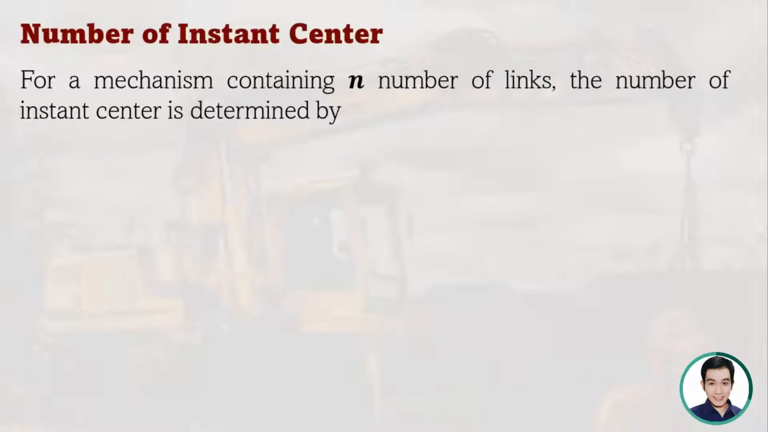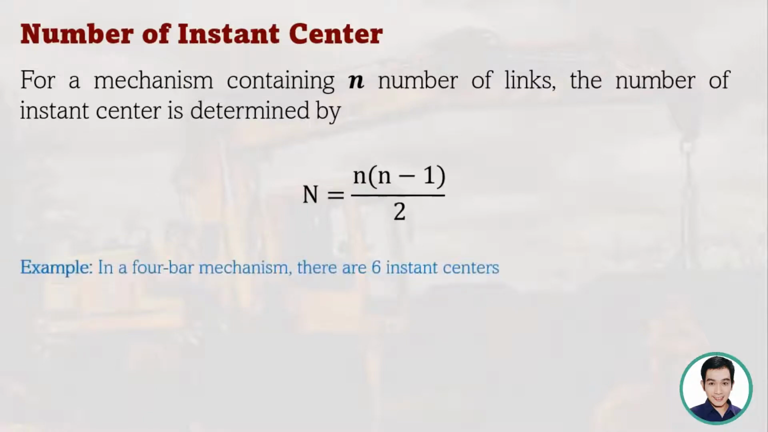The formula is, for a mechanism containing n number of links, the number of instant centers is determined by n multiplied by n minus 1, divided by 2. Say for example, if you have a 4-bar linkage, you have 4 links, so there will be 6 instant centers if you substitute 4 for the number of links in the formula. This formula will help us locate the 6 instant centers of the particular 4-bar linkage. This is applicable even to 6, and even to 3 or other numbers of links.